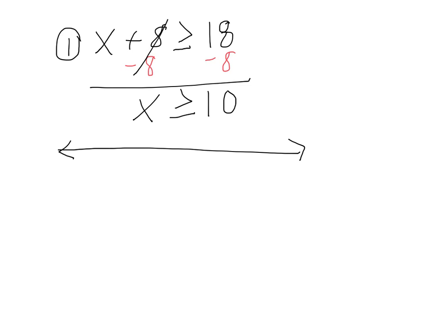remember that you're showing x. Because it's x is greater than or equal to, your circle on the 10 should be a filled circle. Your arrow will go to the right because x is greater than or equal to 10.